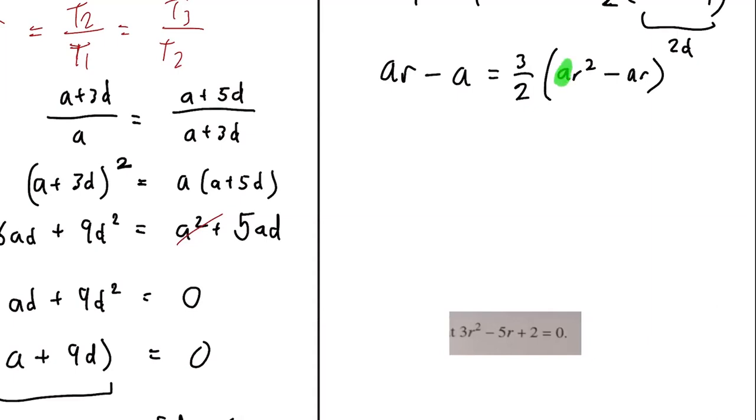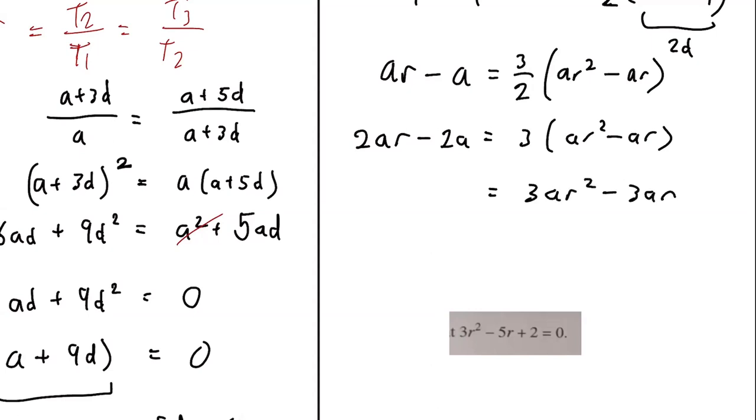I see r squared here, but there's an extra a. Here is just a 3. I see 3 here, but there's a divide by 2. So what should we do? We need to get rid of the a, we need to get rid of this 2. How can we do it? Maybe I times 2 first. So I get 2ar minus 2a equals 3 bracket ar squared minus ar. Then multiply out, I get 3ar squared minus 3ar.